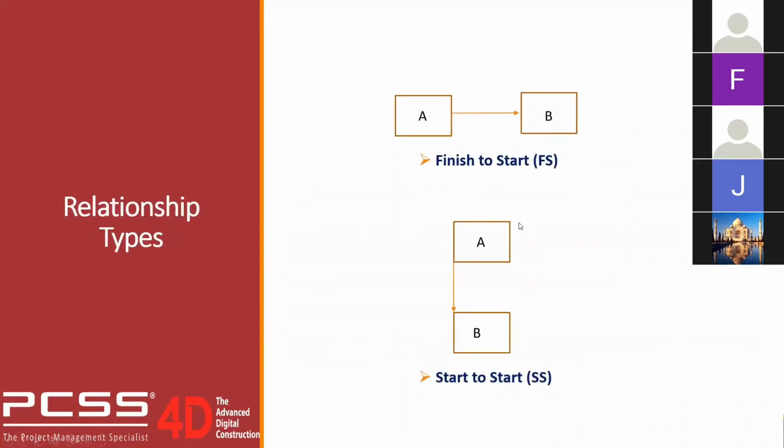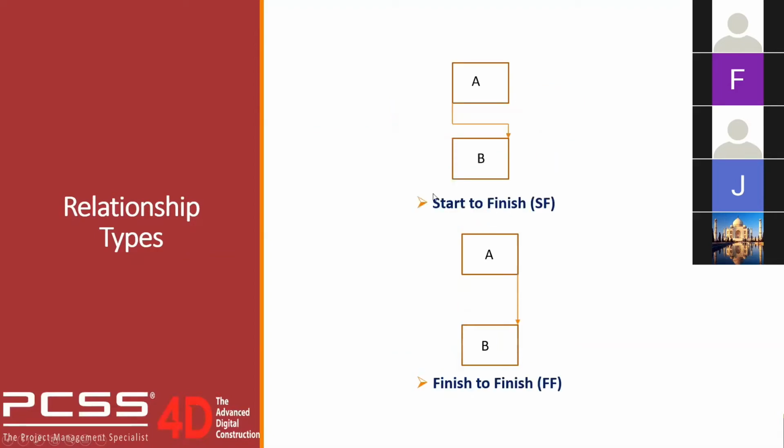Now we're moving on to the relationship types in the project network. In Primavera P6, by default, the relationship type is finish to start. Activity B can only start once activity A has been completed. The second one is the start to start relationship. For start to start, activity B can only start once activity A has started.